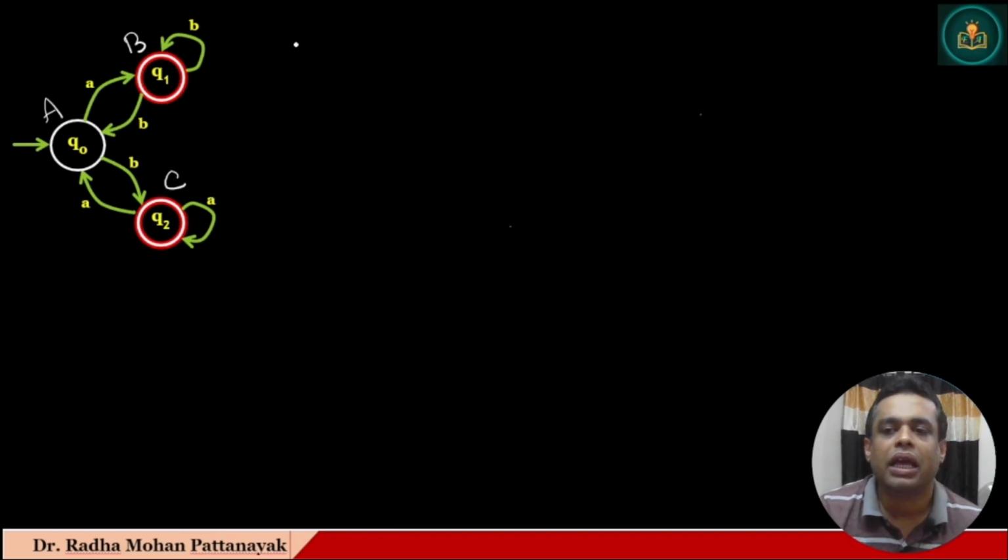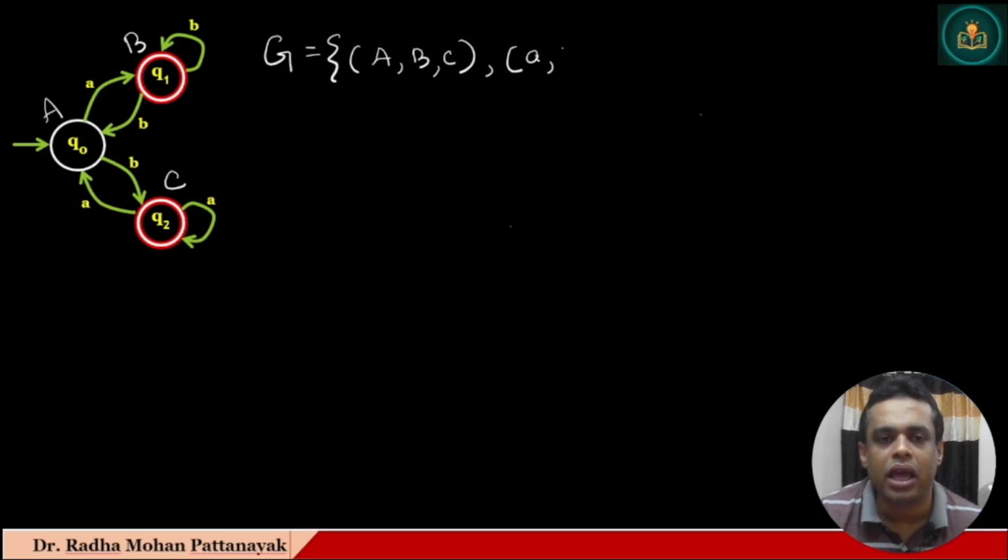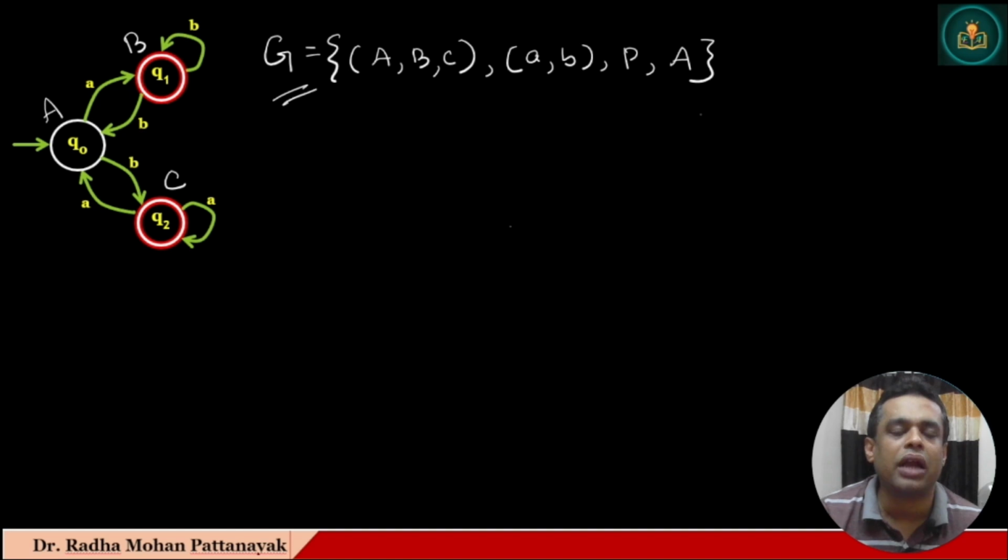And you know that a grammar is the collection of four different tuples, that is variable, terminal, production rule and starting symbol. So we will write here the grammar G equals to variable. What are the variables used here? A, B and C. Clear? Similarly, the terminals used here are small a and small b. Then production rule P and starting state here A, right? So we will write here A. Clear? This is our grammar, and for this grammar we will write the production rules.